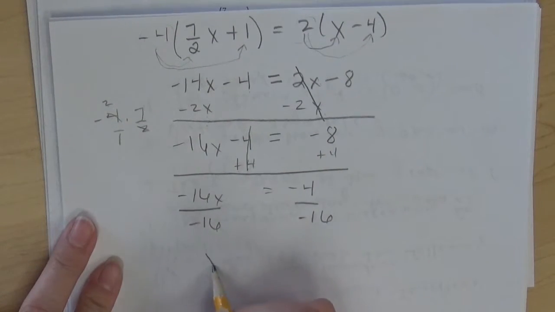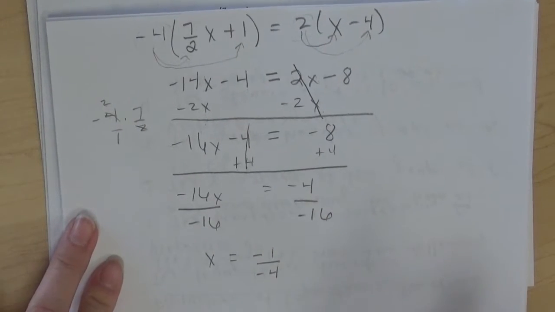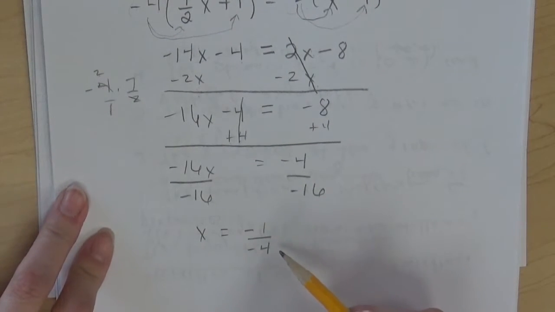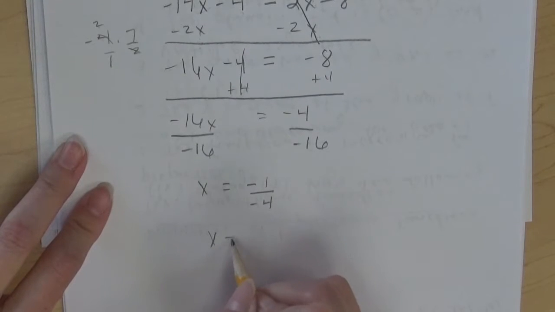So that gives me 1x equals, and then negative 4 over negative 16, if I simplify that, that's going to be negative 1 over negative 4. Okay, but I know a negative divided by a negative gives me a positive, so my answer, I'm getting x equals positive 1/4. And that's all I was asked to do for example 2.